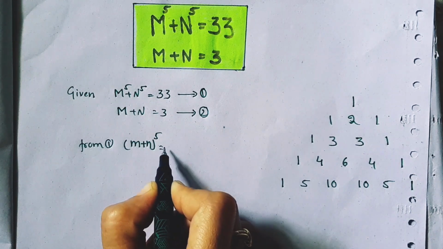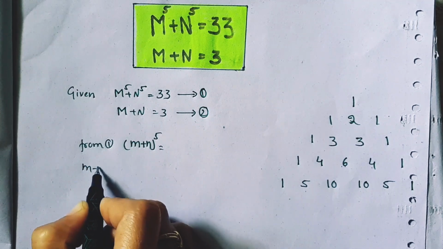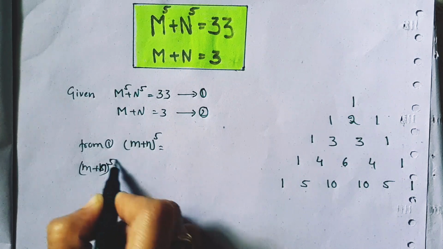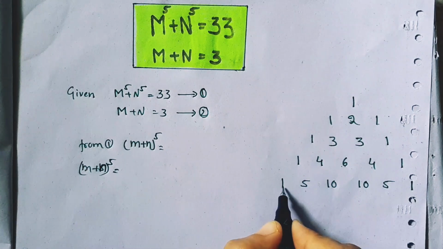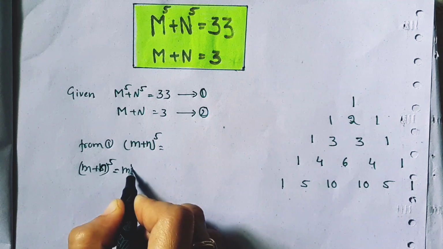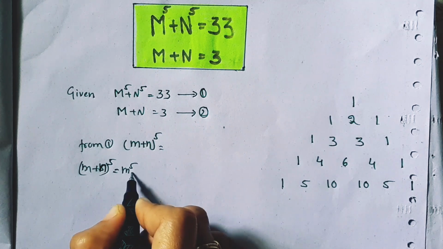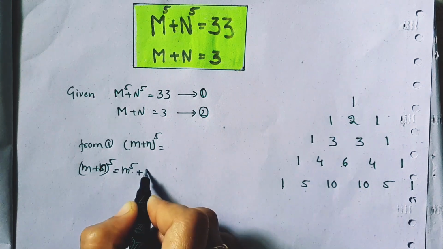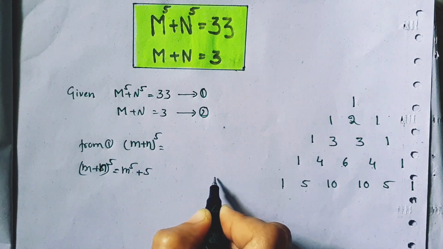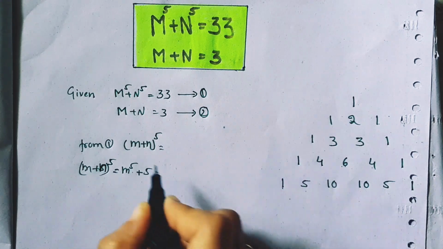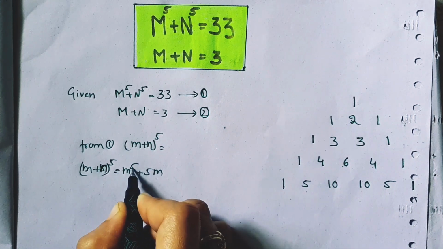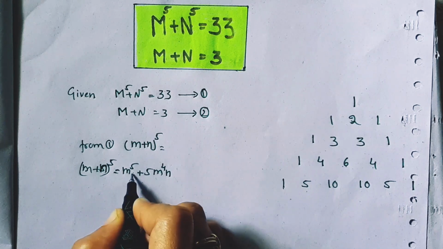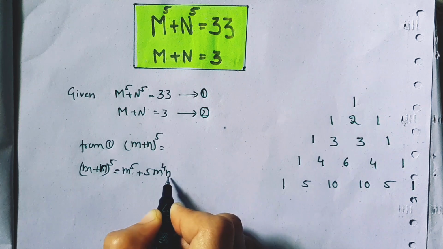(m plus n) whole power 5. First the coefficient is 1, that's why m power 5. n is not there, meaning n power 0, so no need to write that. Then 5 is the coefficient. Then m will be in decreasing order and n in increasing order. Here m power 5 is there, then it comes m power 4, then here n power 1, meaning n itself.